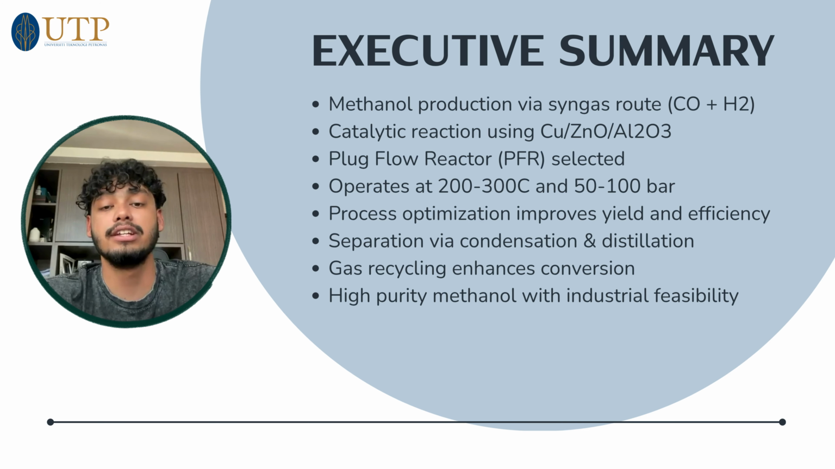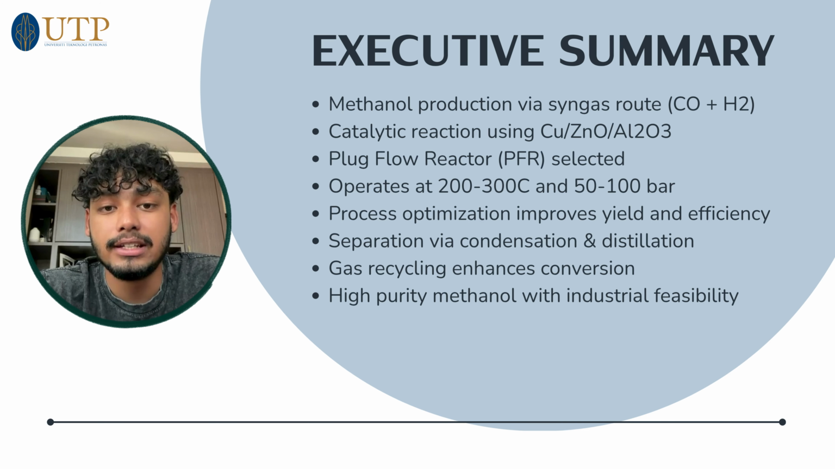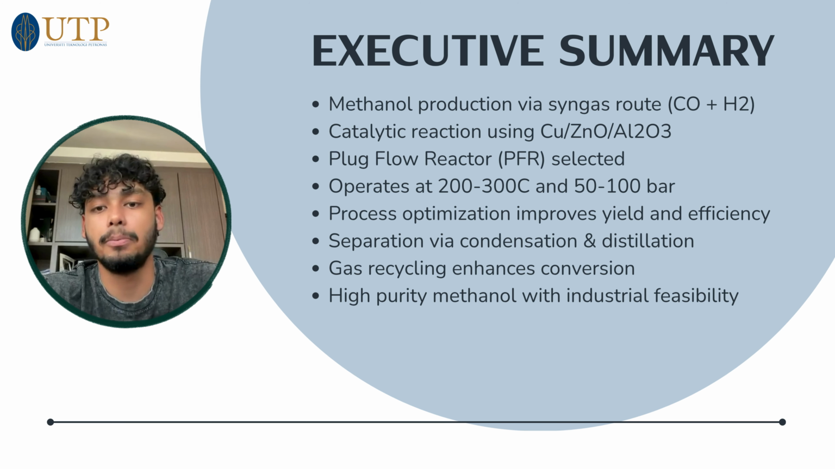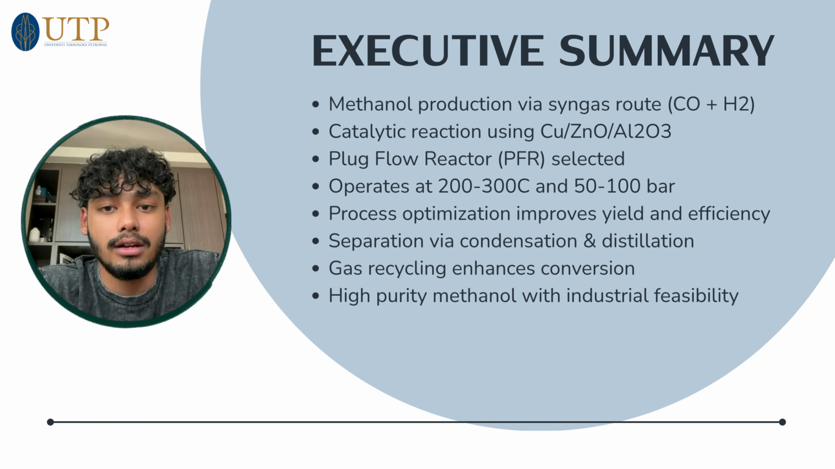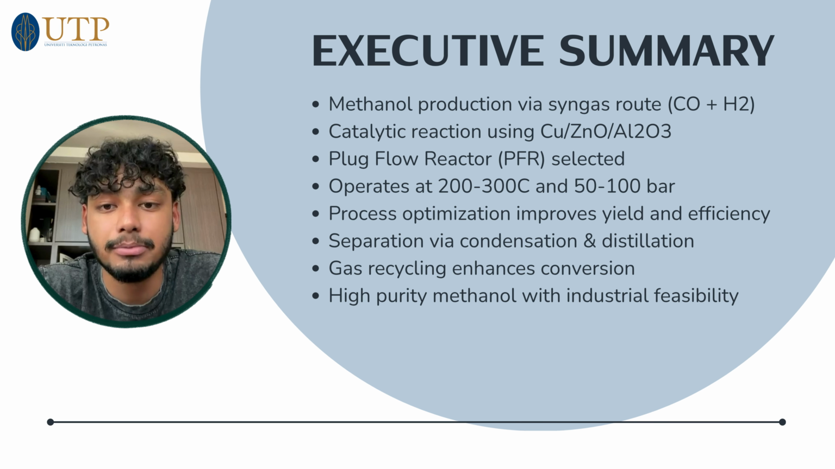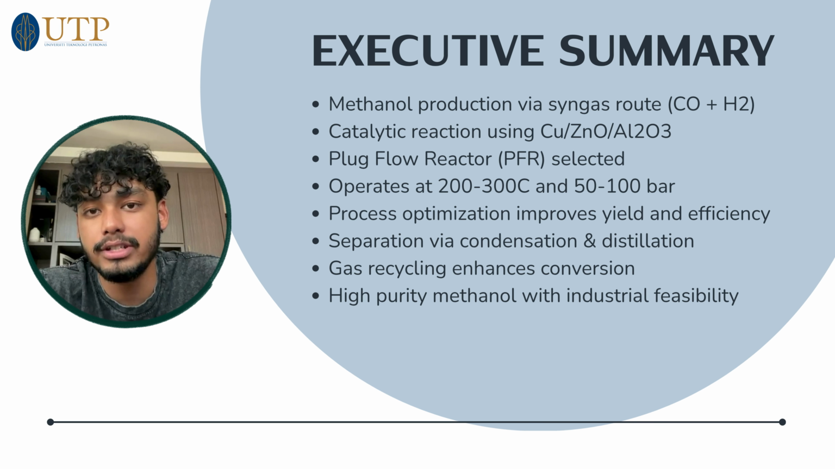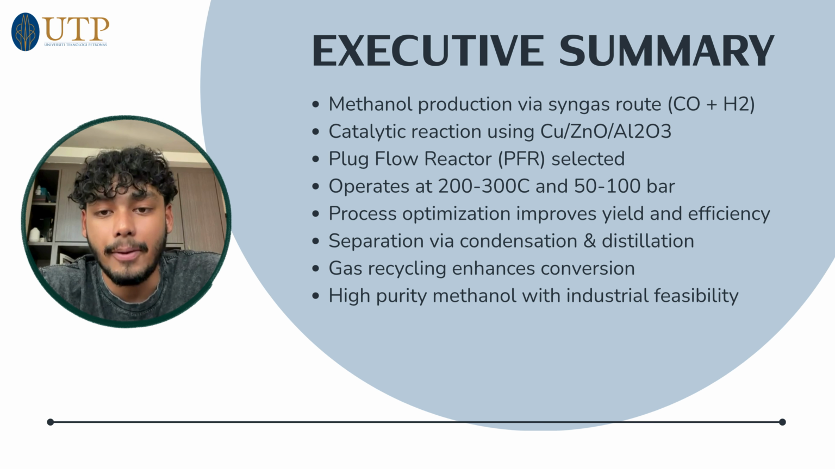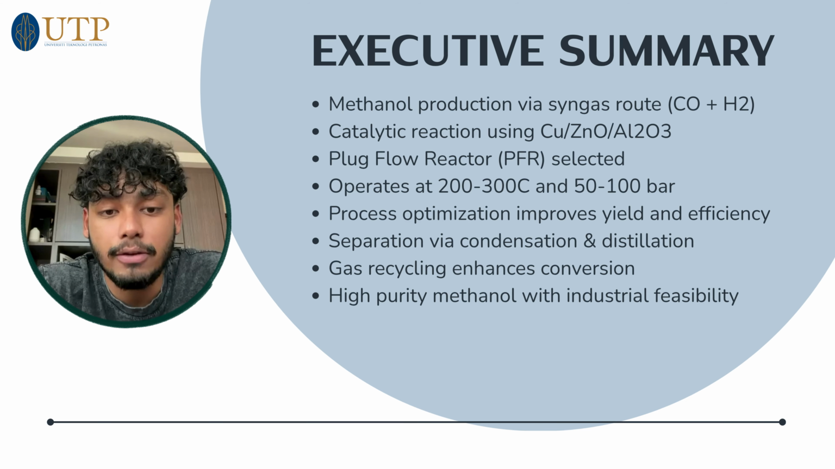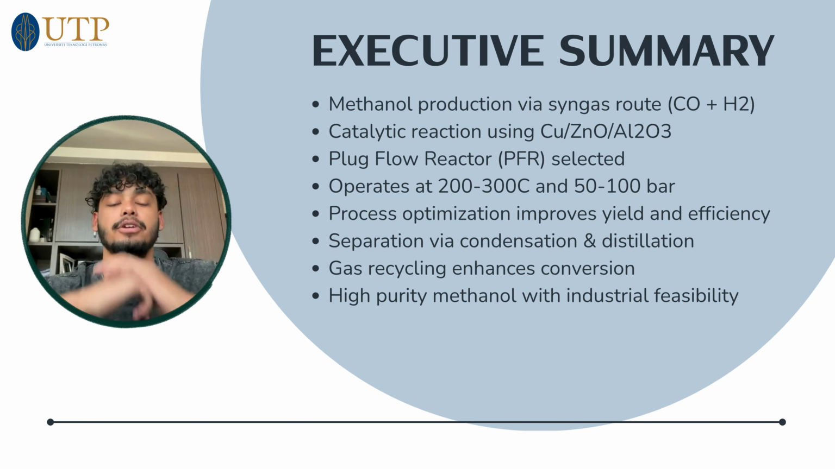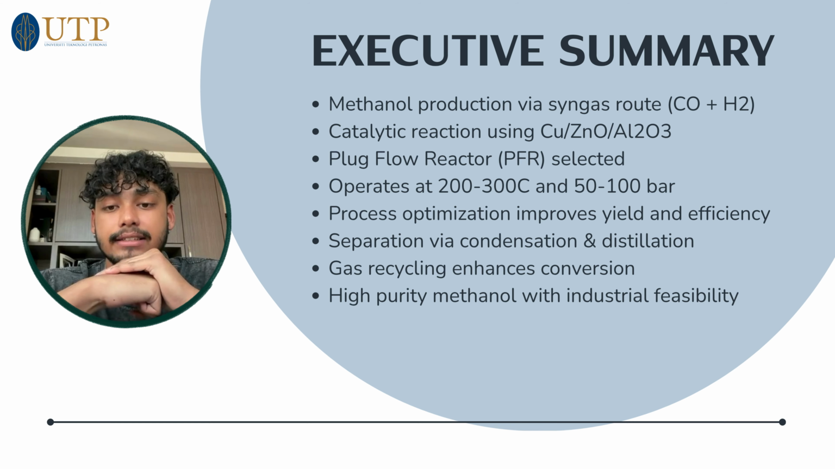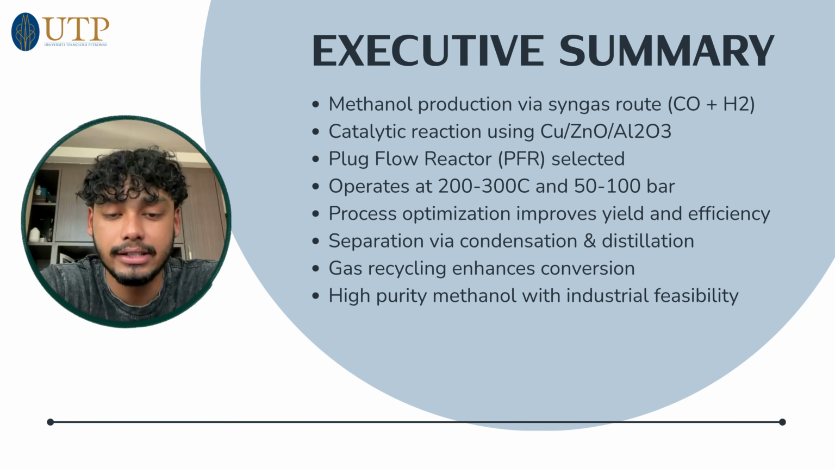In the reaction engineering part, methanol is produced through catalytic hydrogenation using a copper, zinc oxide, aluminum oxide catalyst in a plug flow reactor. So the reactor operates at high pressure and moderate temperature to achieve optimal conversion and efficiency. For the separation process, the reactor effluent is purified through condensation and distillation to obtain high purity methanol. Unreacted gases are recycled back into the reactor to enhance overall efficiency and to reduce the waste.